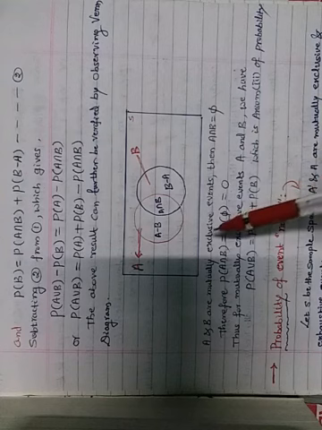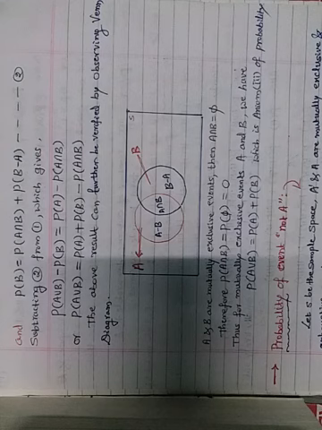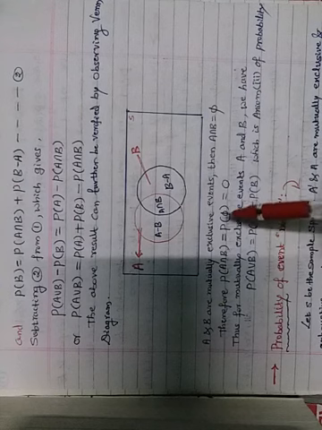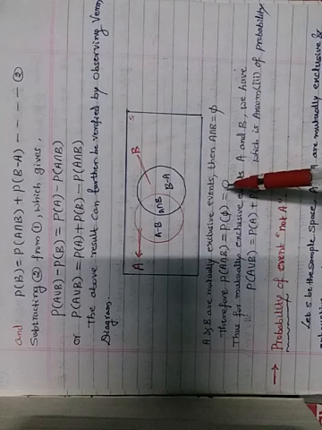That means we clarified that A and B are mutually exclusive events, which gives the result of A intersection B is equal to the null set. Therefore, probability of A intersection B is equal to probability of the null set, which gives 0.